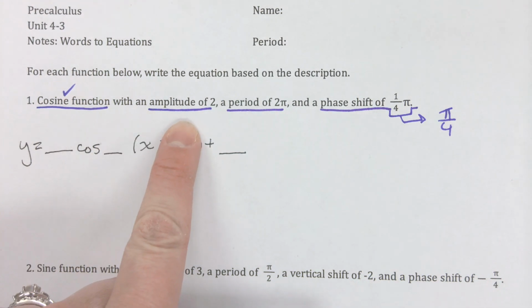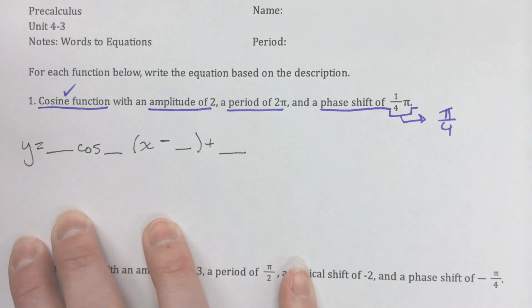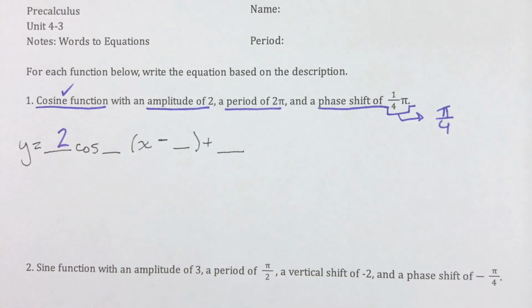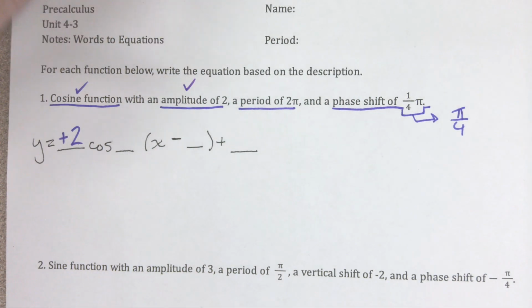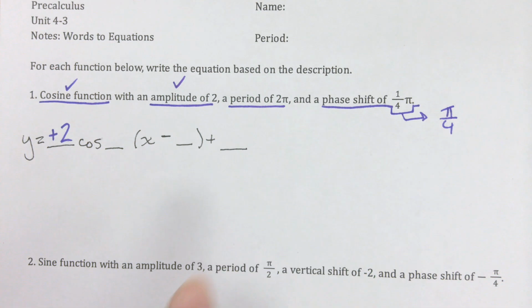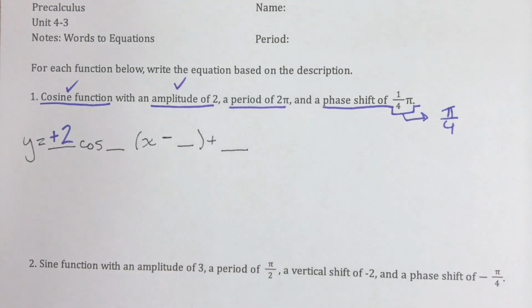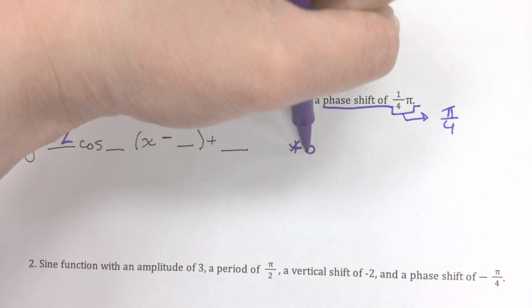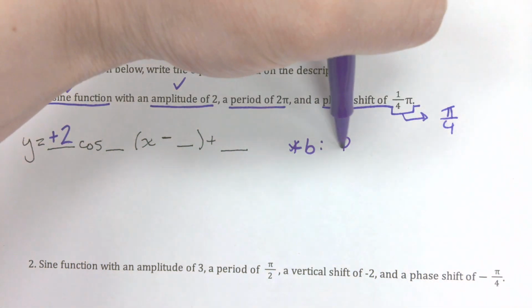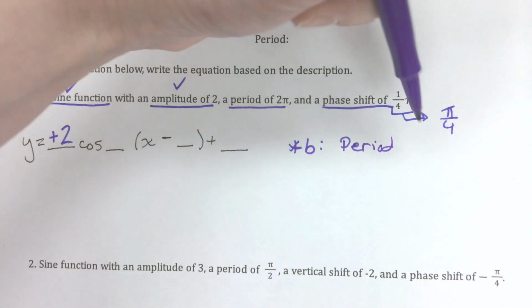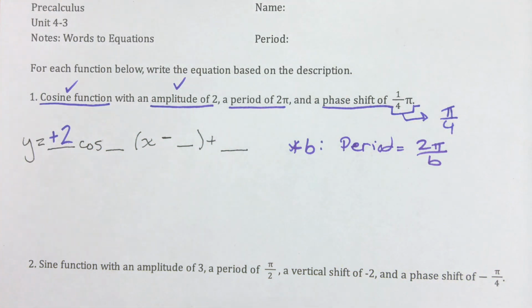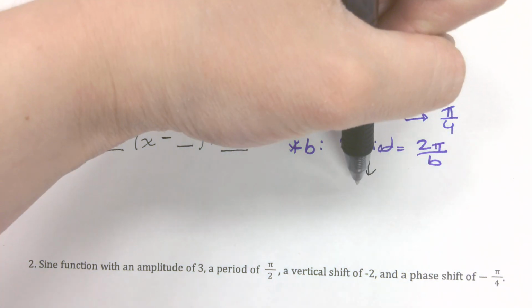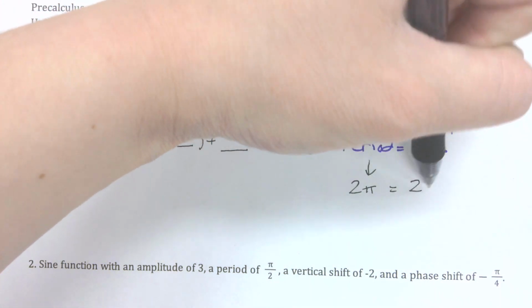Going in order, amplitude of 2, so A is 2. We'll go ahead and fill that in. There's no mention of a reflection here, so we know this is a positive 2. Period of 2 pi, that is going to be used to help us find our b value. So again, period equals 2 pi over b. And we're given that the period is 2 pi, equals 2 pi over b.